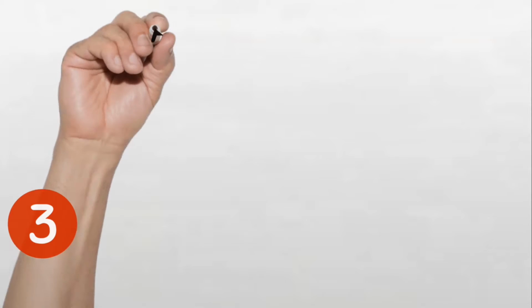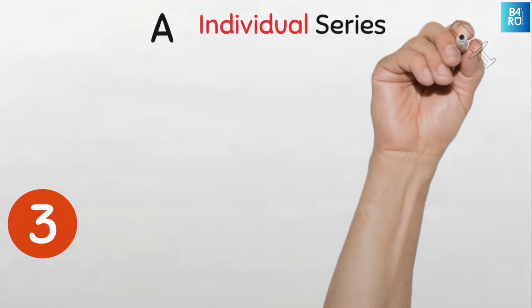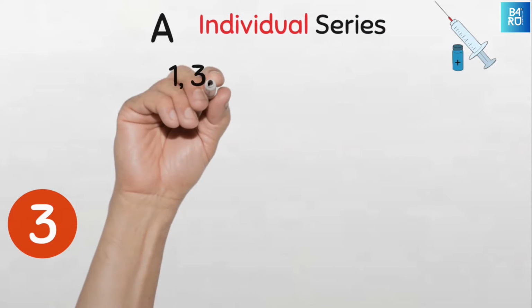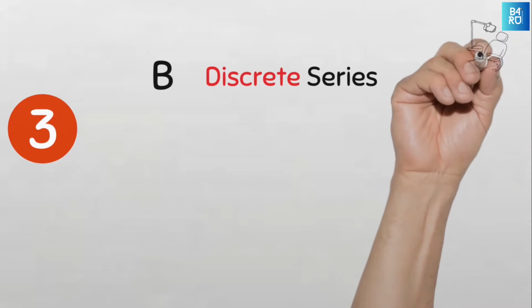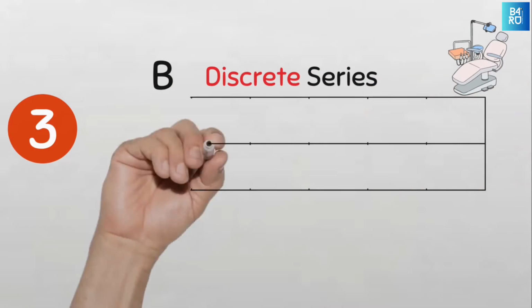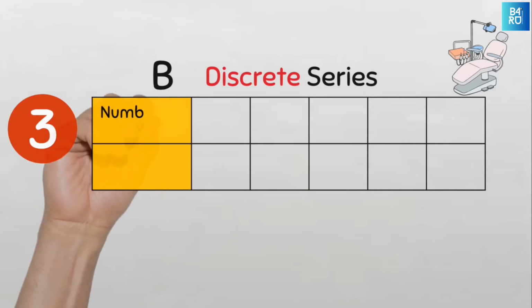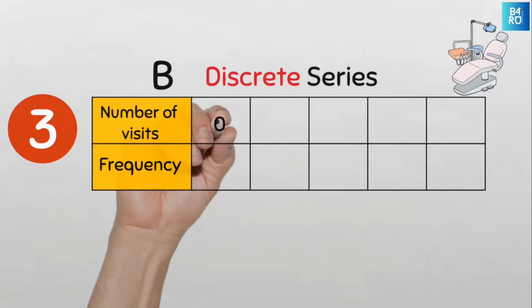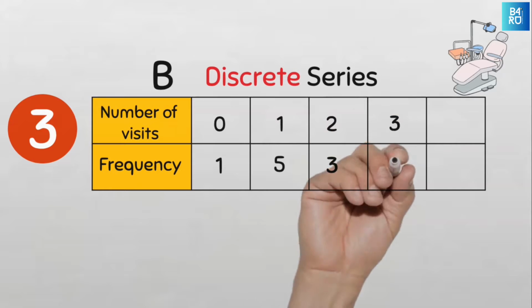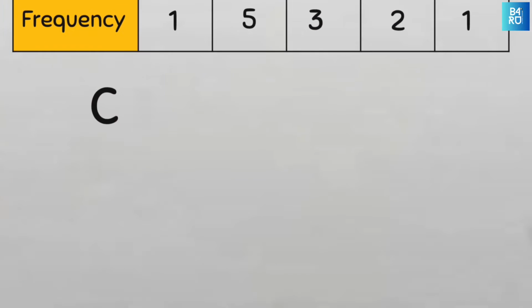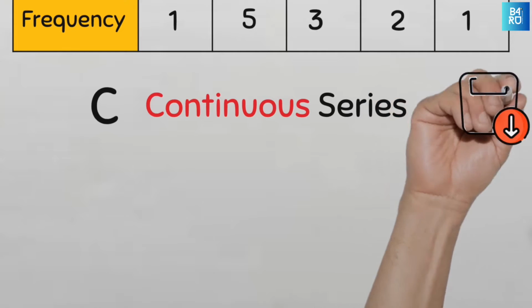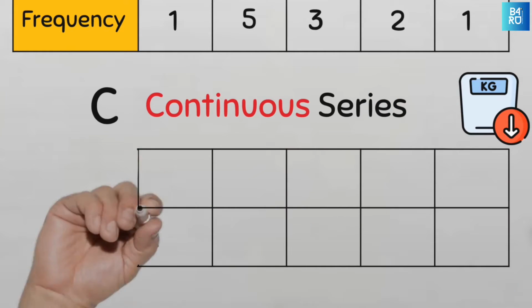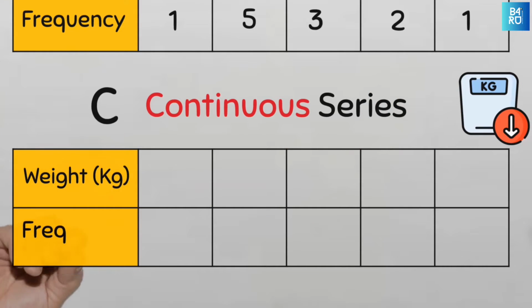The first dataset is an individual series dataset on the number of times that 9 children have been vaccinated since birth. The second dataset is a discrete series dataset on the number of dental clinic visits of 10 children in the last 1 year. This is a discrete series data because we can see the variable and each value of the variable has its corresponding frequency. Then the third dataset is a continuous series dataset on the weight in kilograms of 10 children attending a nutritional clinic in Samaru Zaria, Nigeria.